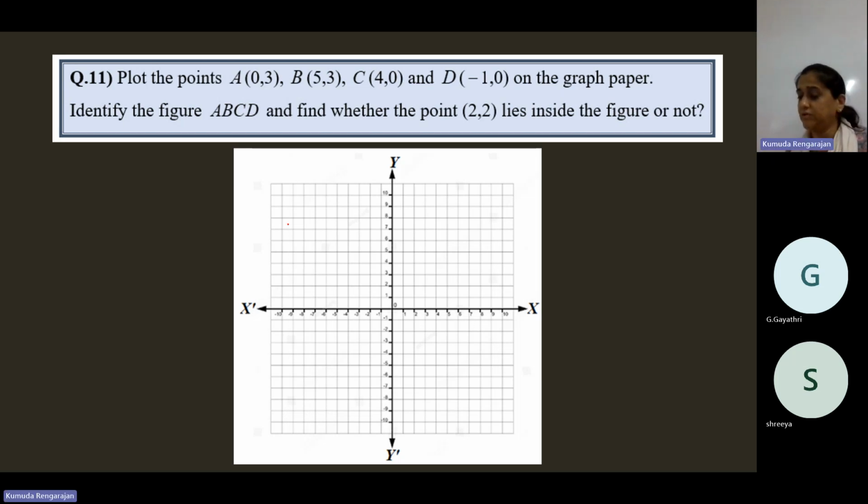Very good. Okay. You haven't answered these. Identify the figure ABCD. So what is the figure ABCD called? Why? Okay, 2, 2 lies inside the figure.